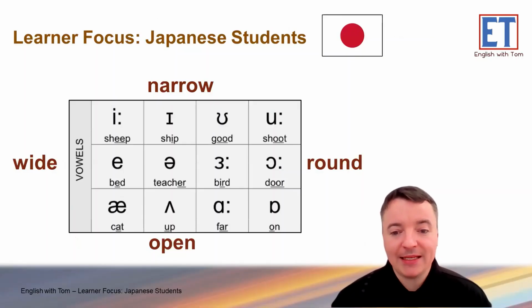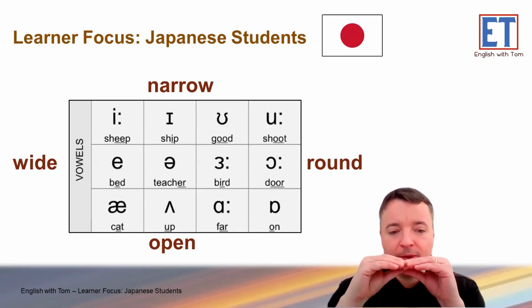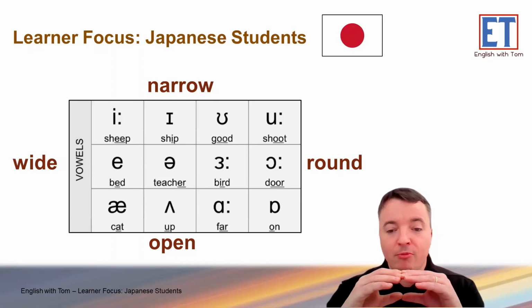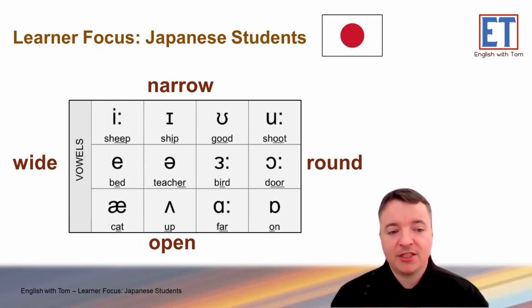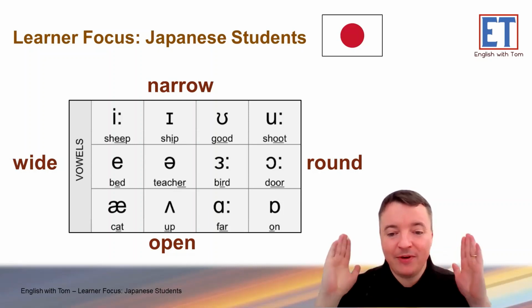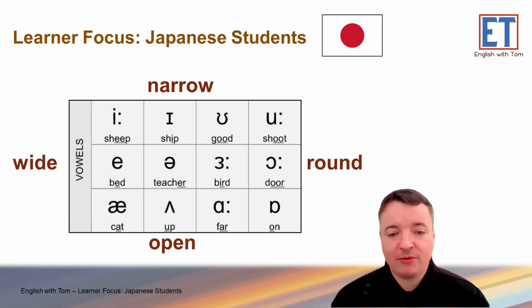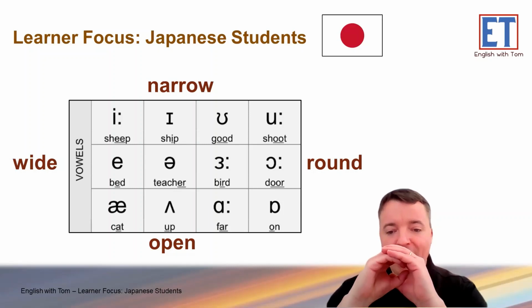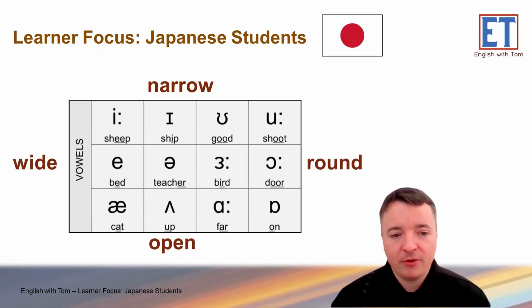For example, cat, and for example, up. If you know this chart, the sounds at the top, you have a very narrow mouth. The sounds at the bottom, your mouth is more open. The sounds on the left, you have a wide, very wide mouth. And the sounds on the right, you have a round mouth.